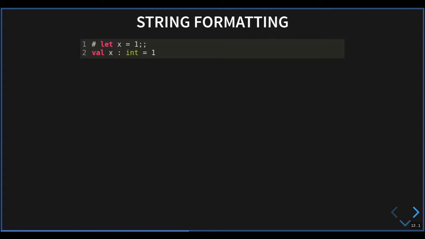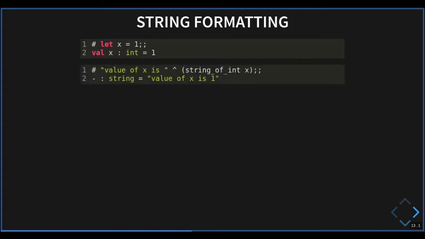And let's say we want to do some string formatting. Let's say we have some variable of integer type that we want to embed in some kind of message to the user. This is similar to the case when we want to add an integer to a float. We also need to use a conversion function to convert the integer to a string, and then we can use the special circumflex operator to join two strings.